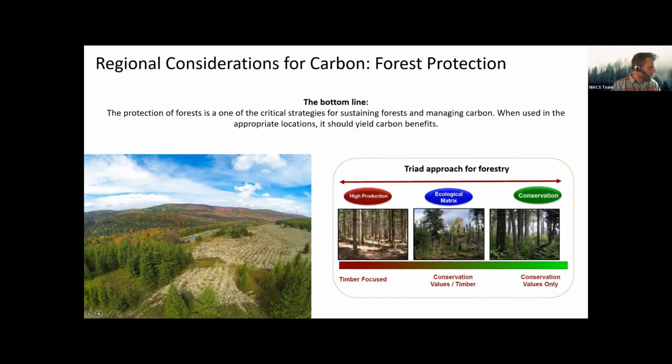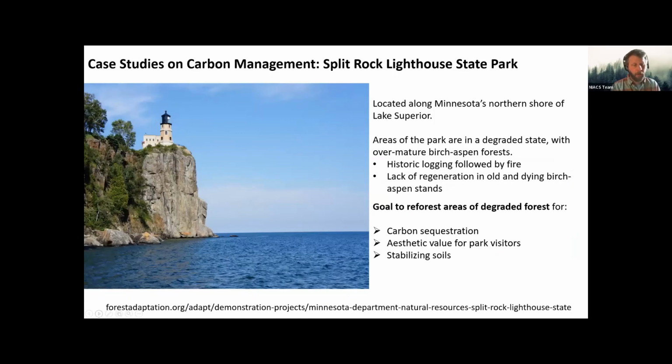And it looks like I am short on time, so I'm going to quickly go through this last set of slides here, which is just one more example of a carbon management project that we developed using the Forest Carbon Management Menu. And this one is at the Split Rock Lighthouse State Park in Minnesota. It was in partnership with the Minnesota DNR as well as the Nature Conservancy. This park is a very beautiful place on the north shore of Lake Superior, but the aspen and birch forests are kind of falling apart.